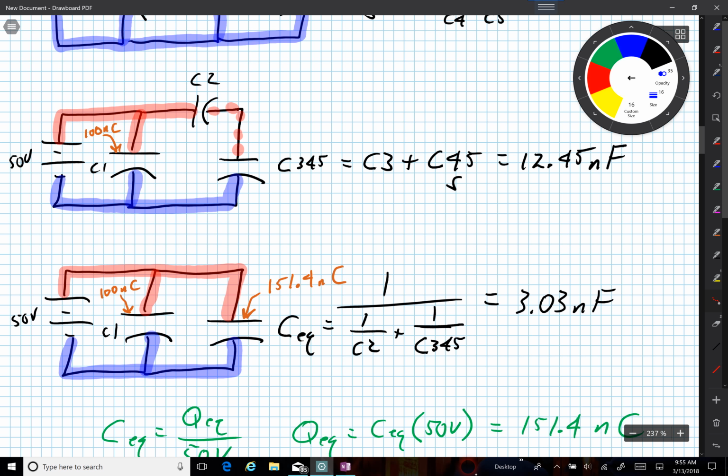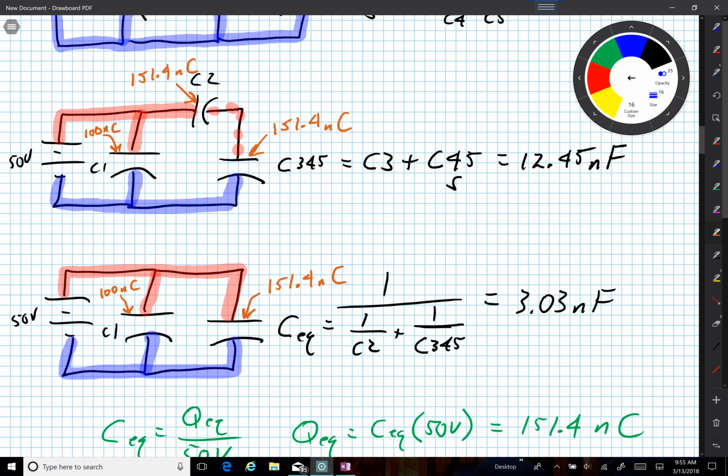But now I've got 151 nanocoulombs on the plate of another capacitor. Well, that's going to be here in the previous diagram. So 151.4 nanocoulombs is on that plate. And because C2 is in parallel, or I'm sorry, in series with C345, our rule says it gets the same charge here, 151.4 nanocoulombs. All right.